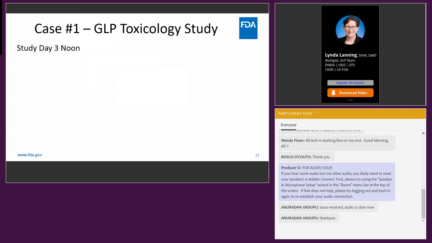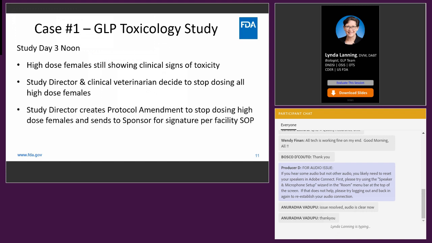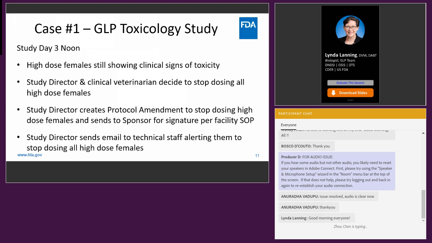At noon the same day, day 3, the clinical signs persisted in the high-dose females. The study director and clinical veterinarian made the decision to stop dosing all the high-dose females due to the severe clinical signs of toxicity. At this time, the study director created a protocol amendment to stop dosing the high-dose females and sent the protocol amendment to the sponsor for signature per the facility SOP. At the same time, the study director sent an email to the study technical staff alerting them to stop dosing all high-dose females.